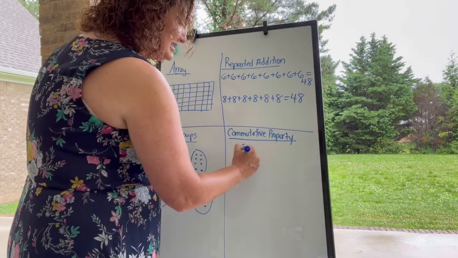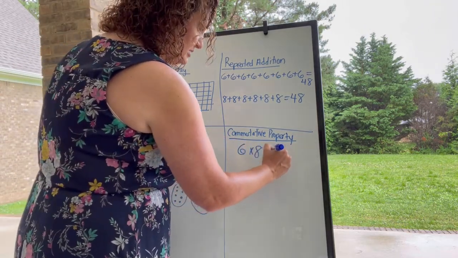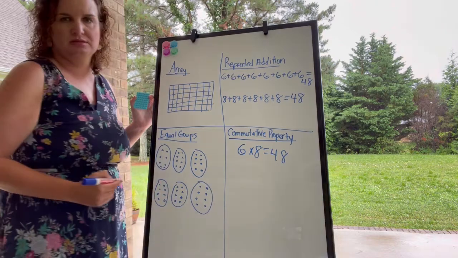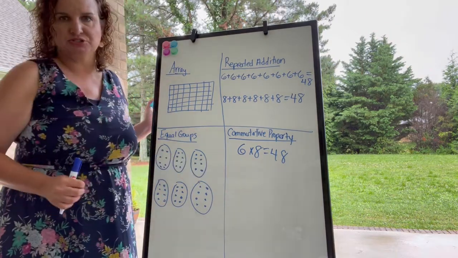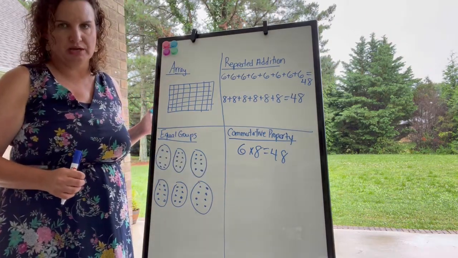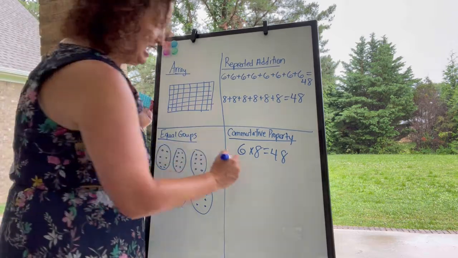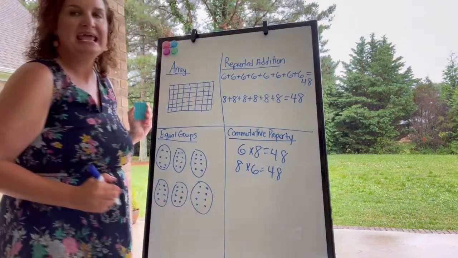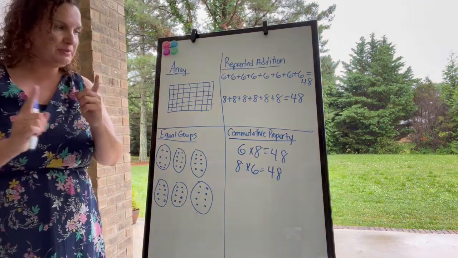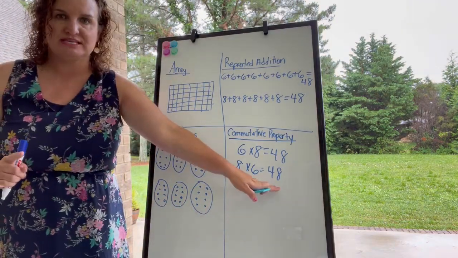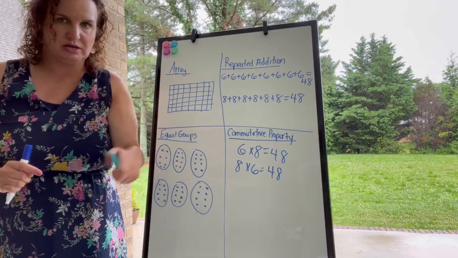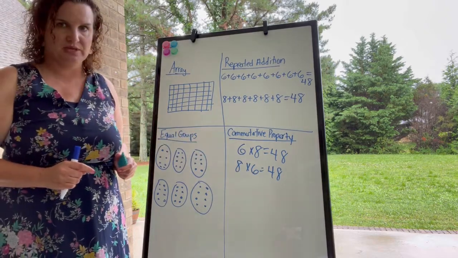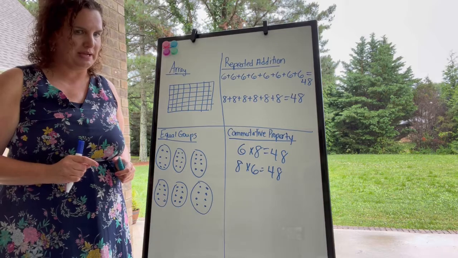So I can say 6 times 8 is going to equal 48. The 6 and the 8 are the factors and 48 is the product. Or I can say 8 times 6 equals 48. Either order that I put that in, I'm still going to get the same answer, or the product to the multiplication problem. Okay? So I can do that either way.